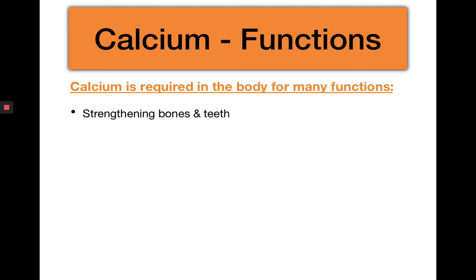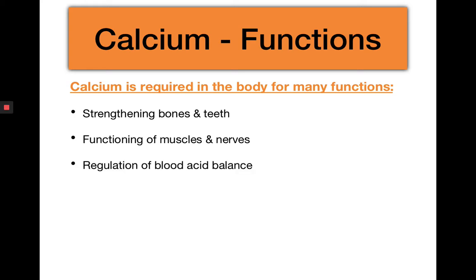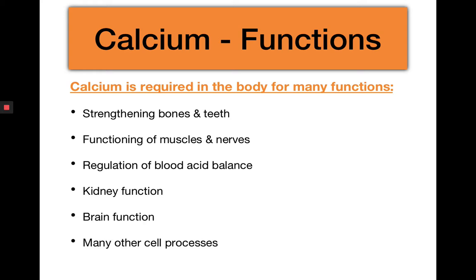So apart from strengthening bones and teeth, which is the obvious one, our muscles wouldn't contract, our nerves wouldn't send the right signals without calcium being present. It regulates our blood acid balance, and it's really important for kidney and brain function. So many cell processes rely on the presence of calcium in the body.